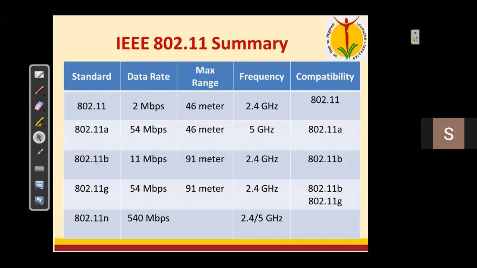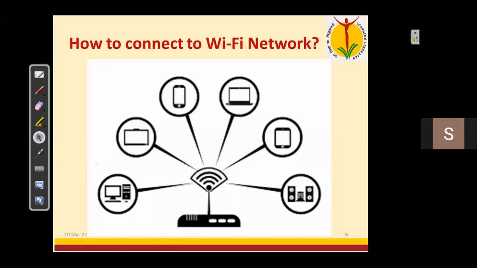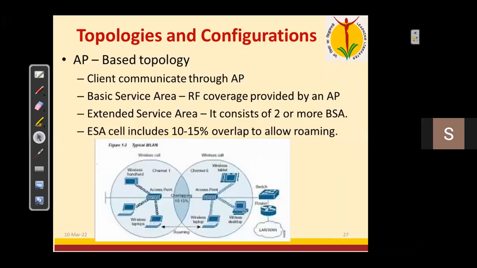Okay, so this is in short the summary. 802.11 is global, and further versions exist, and their data rate is very high, and frequency is either 2.4 gigahertz or 5 gigahertz. So how do we connect to a Wi-Fi network? We definitely require the access point, through which we can connect all the devices, maybe your multimedia, your phone, your desktop, your PC, your tab or notepad, or any gadget.